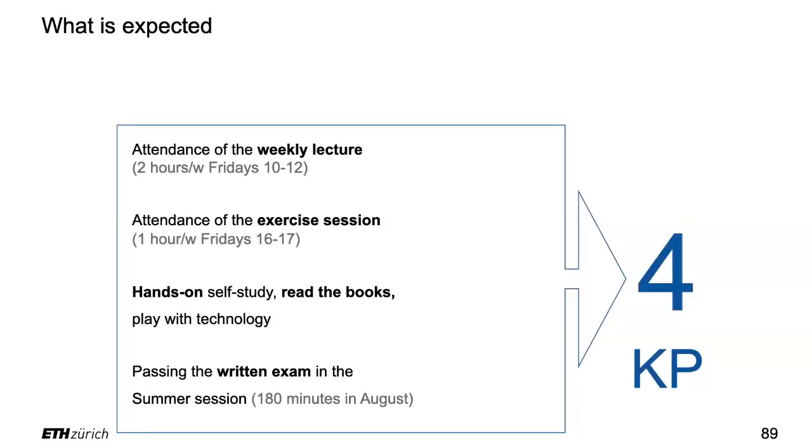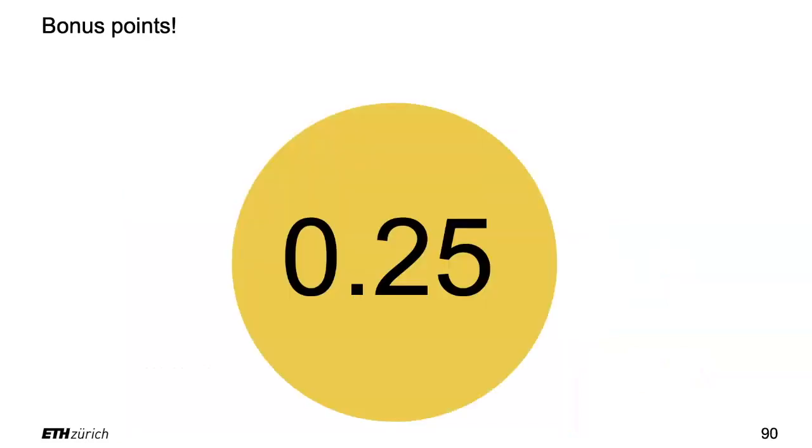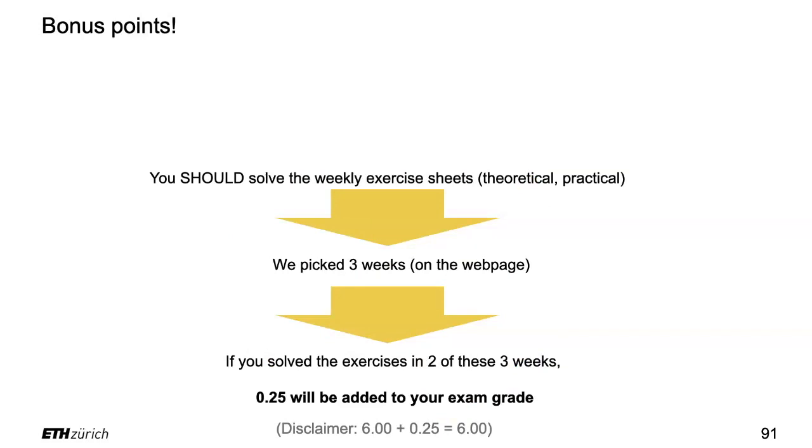And if you pass the exam, you get 4 credit points, plus bonus points. If you work regularly during the semester, you can earn a quarter point that gets added to your exam grade. How to do this? In 3 weeks during the semester, and we will tell you which ones, you will have a graded Moodle quiz. Possibly you need to program something to solve it, but you will have questions. If you pass 2 of these 3 weeks, then you get the extra 0.25, right? It's all or nothing. So if you don't pass one of the first 2, you still have the third one as another chance to get the extra bonus, right? Just as a disclaimer, if you already have a 6, you're not going to have 6.25, but I think this is obvious, all right?